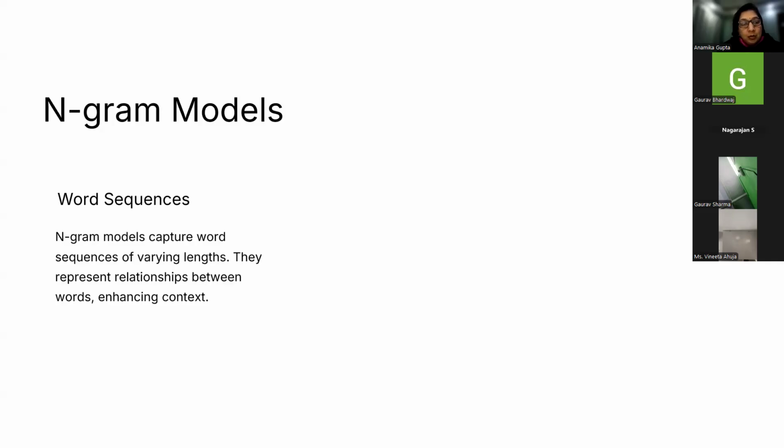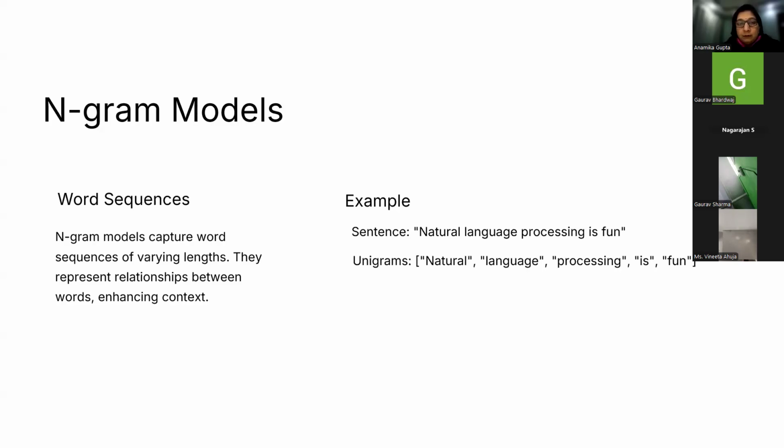Vectorization process is the same. The only thing is that 2 words are taken as one feature or one column. For example, this is the sentence, natural language processing is fun. If I talk about unigram, which is the process which we were following earlier, each of the words is 1 gram. So natural, language, they are different words.